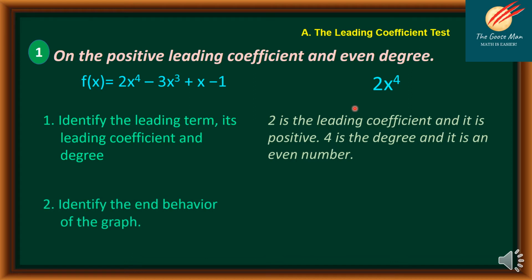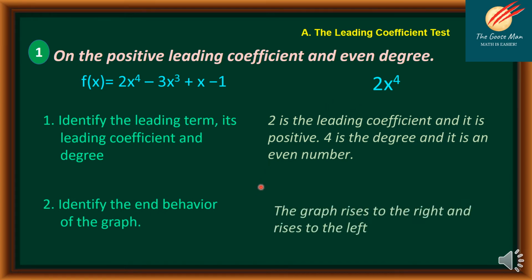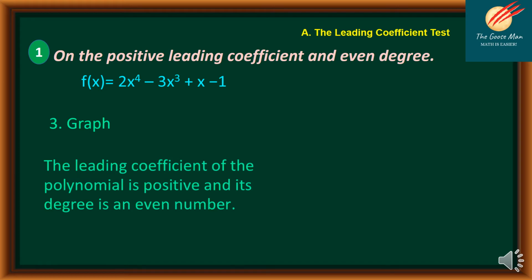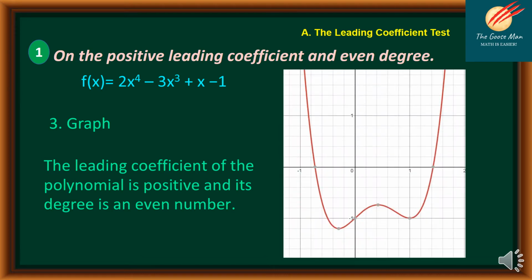Second, identify the end behavior of the graph. So the graph rises to the right and rises to the left. The third is graph, meaning to say the leading coefficient of the polynomial is positive and its degree is an even number. So this is the rough sketch of the graph.